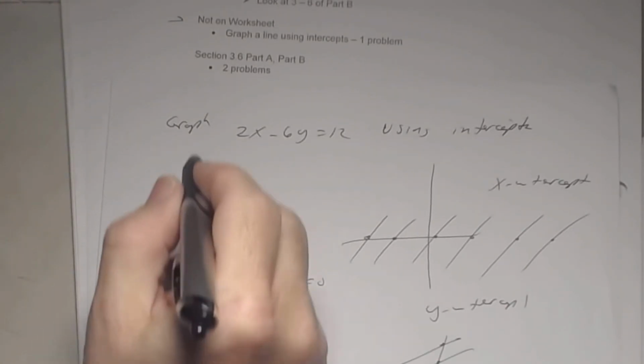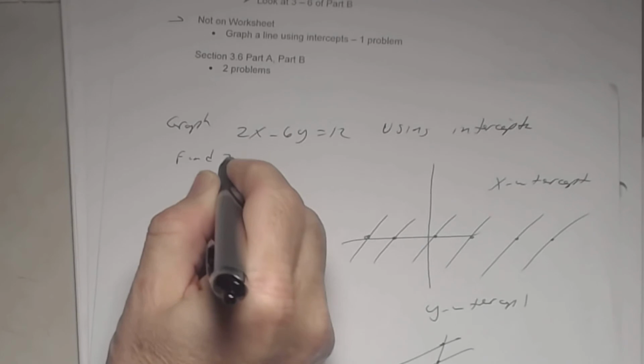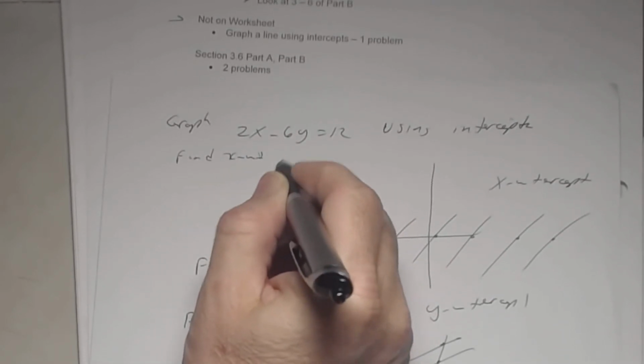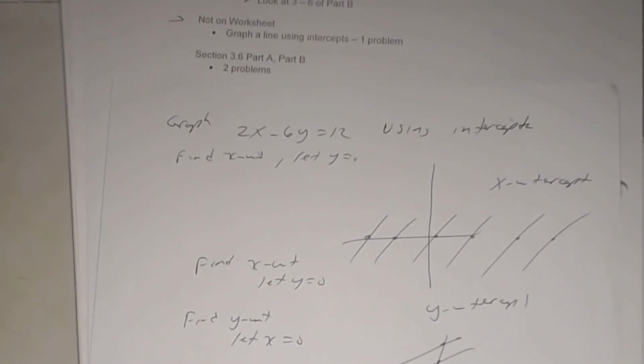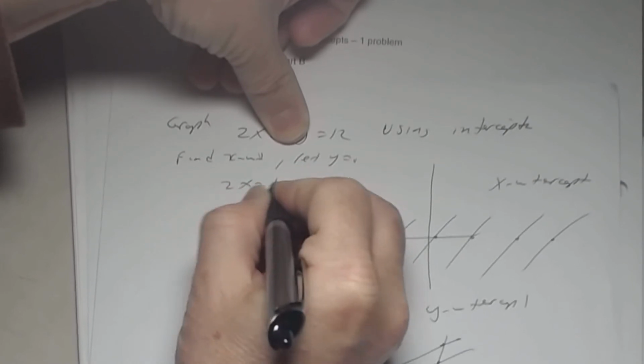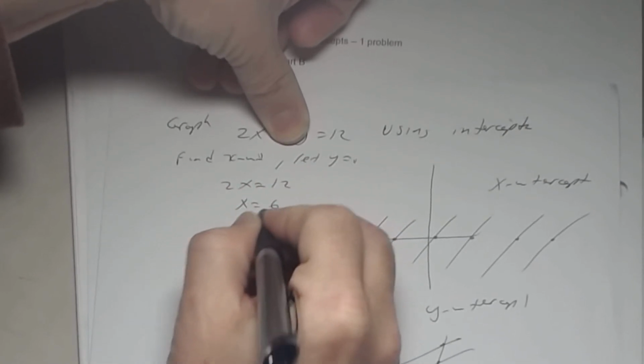So let's find the x-intercept. To find the x-intercept, you let what? y equals 0. So when y equals 0, what happens to the 6y term? It goes away, because negative 6 times 0 is 0. So basically what you can do is just cover up this term, and you're left with what equation? 2x equals 12, divide by 2 on both sides, x equals 6. So there's your x-intercept.